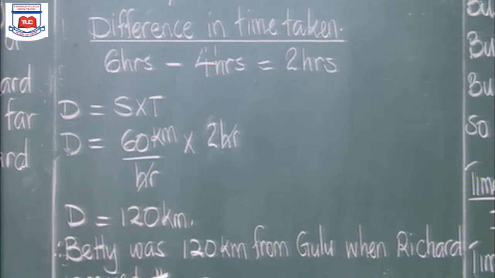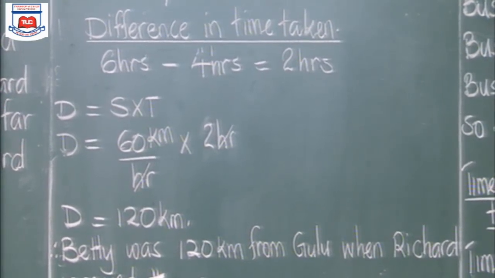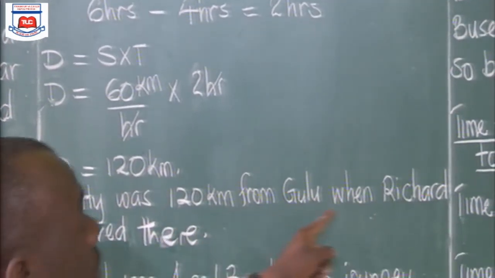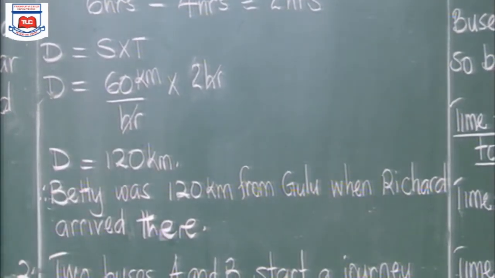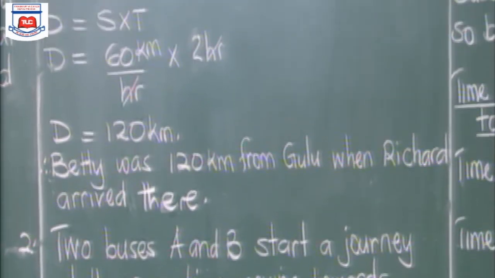Remember the question, how far from Gulu was Betty when Richard arrived there? You say therefore Betty was 120 kilometers from Gulu when Richard arrived there. In that way, you have answered the examiner's question.